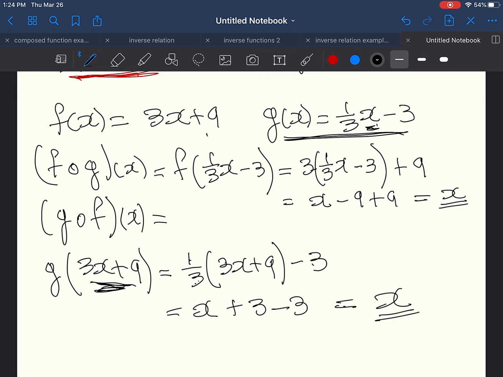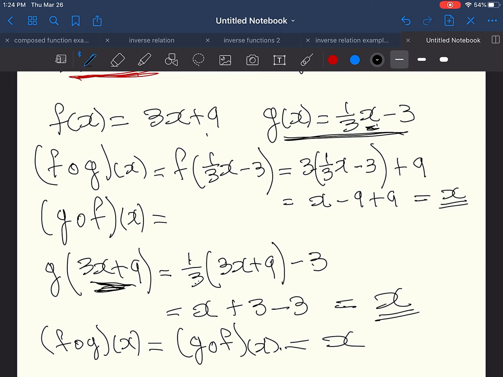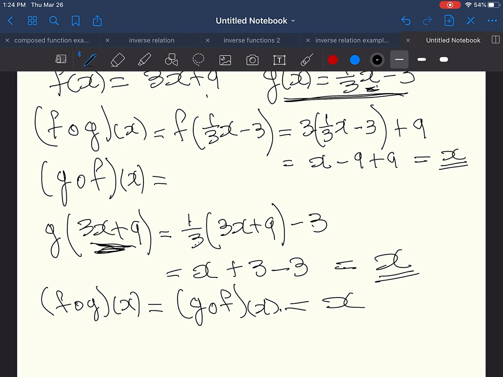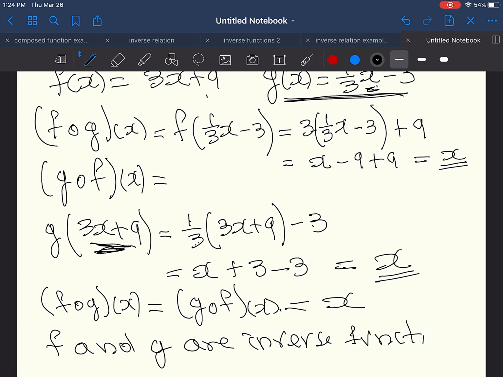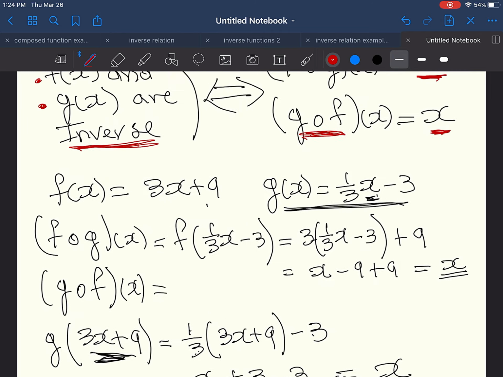Okay? In both cases, f composed with g is equal to g composed with f, and they are both the identity function. Then I can conclude that f and g are inverse functions. They are inverse functions.